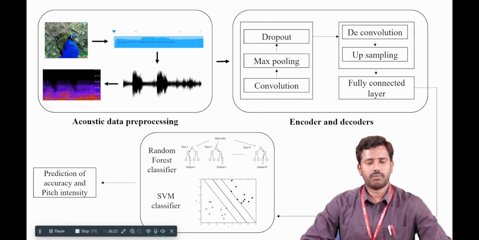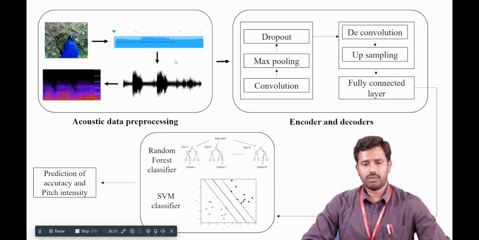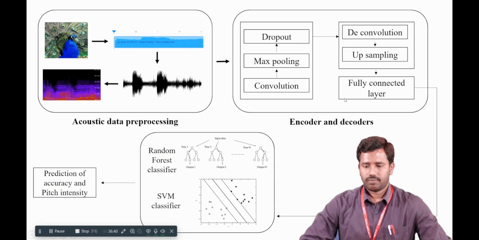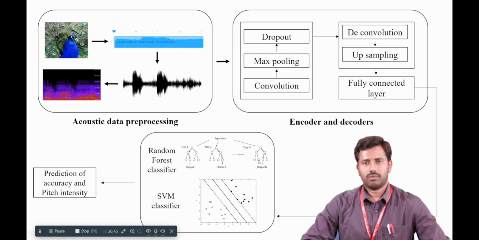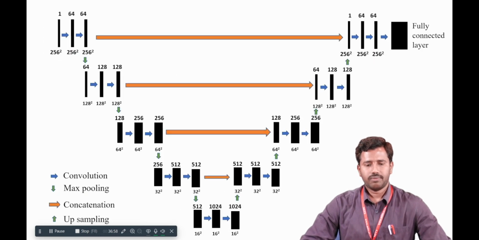So this diagram is my proposed model. First of all, this is the raw output of the peacock that I'm giving to the model. After that, it is converted to the frequency wave, then the Mel spectrum. After the Mel spectrum, that image is given to the autoencoder and decoder. With the help of the autoencoder-decoder and the fully connected layer, I'm giving those pixel values to the machine learning model for classification, to get the best accuracy when compared to heavyweight models. This is the sample diagram of the encoder and decoder, nothing but downsampling followed by upsampling to get the fully connected layer.